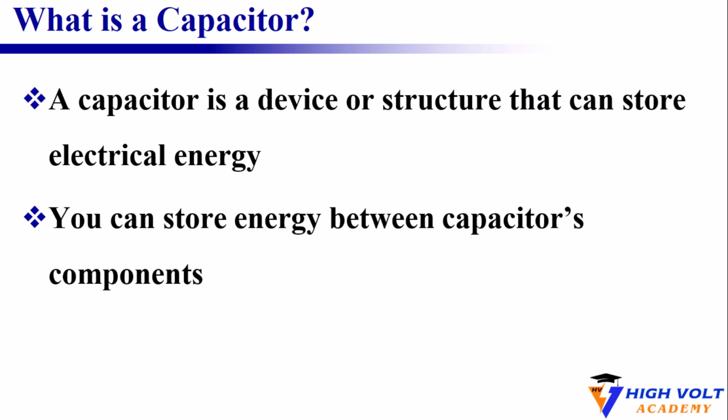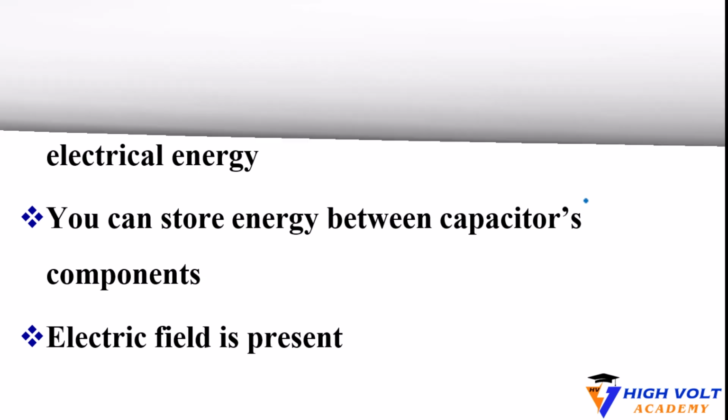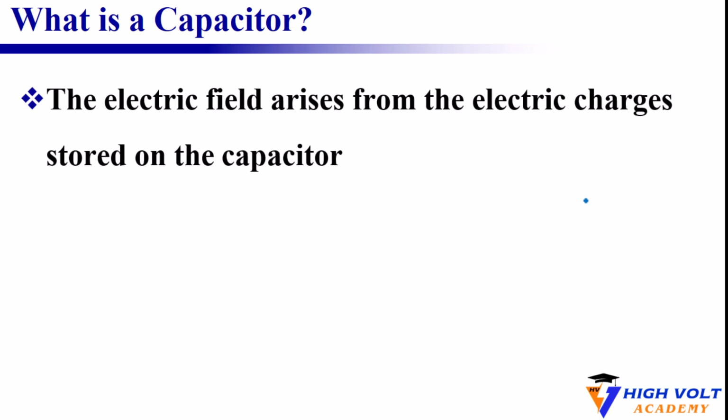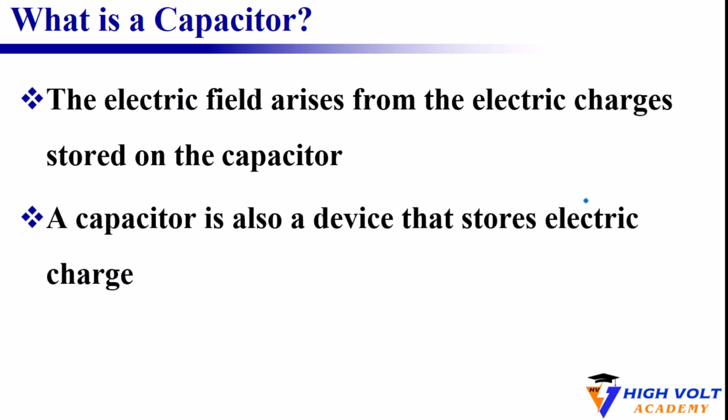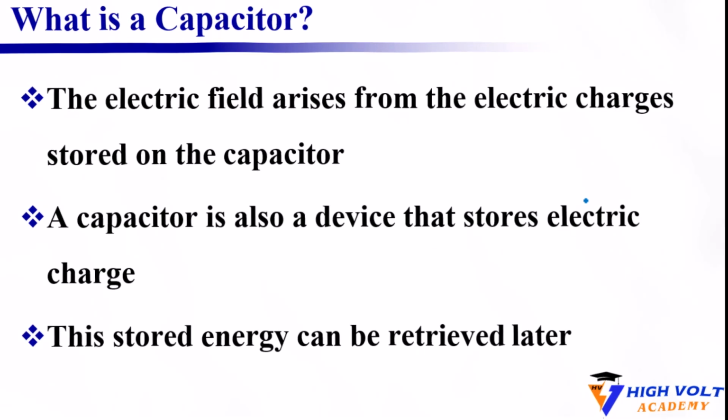The energy density in the space around the capacitor is given by the equation E squared divided by 2 epsilon, where E is the magnitude of the electric field and epsilon is the permittivity of the space. So, when electrical energy is stored in a capacitor, an electric field is present between its components. This electric field arises from the electric charges stored on the capacitor, meaning that a capacitor is also a device that stores electric charge. Due to this stored charge, the capacitor has an electric field and therefore it stores electrical energy. This stored energy can be retrieved later.